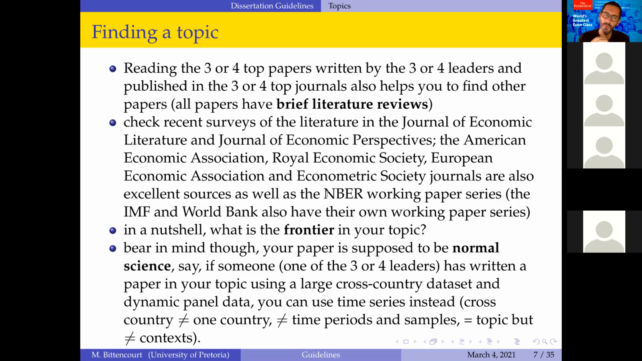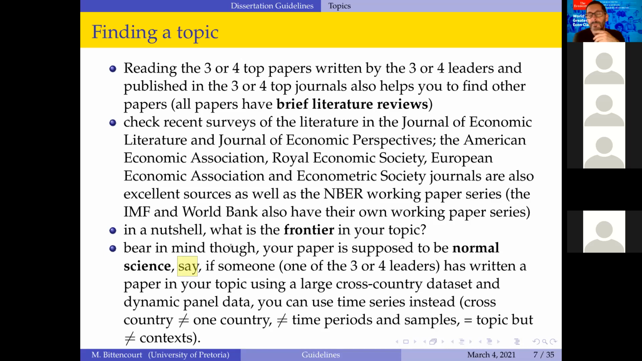Bear in mind though, your paper is supposed to be normal science. If one of the 3 or 4 leaders has written a paper on your topic using a large cross-country data set and dynamic panel data, you can use time series instead, right? So if something has already been done and published in a top journal using cross-country data, maybe you find that topic interesting and have the idea that you can replicate that sort of study for South Africa, which is one country. That will give you a different sort of data set and therefore a different methodology. If you have information for one country, that is a national time series, and you'll be using time series methods.